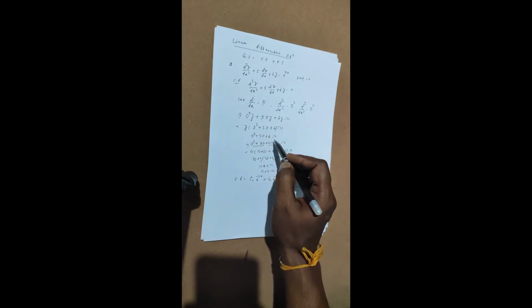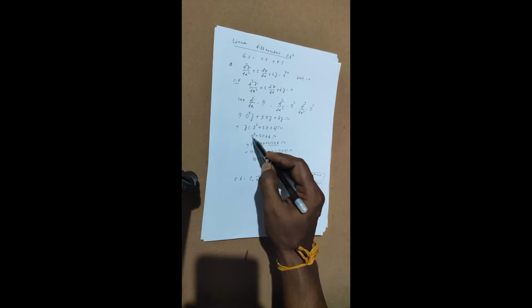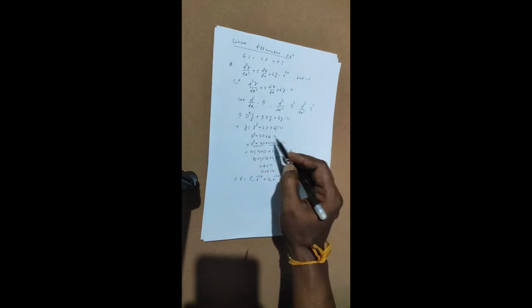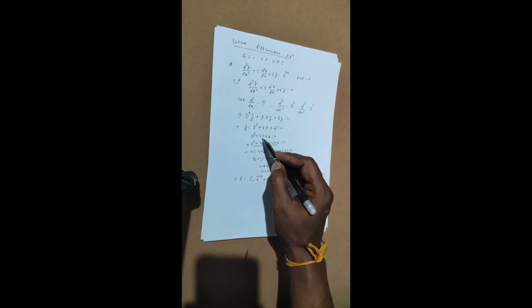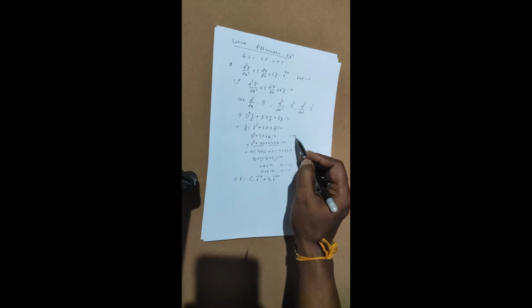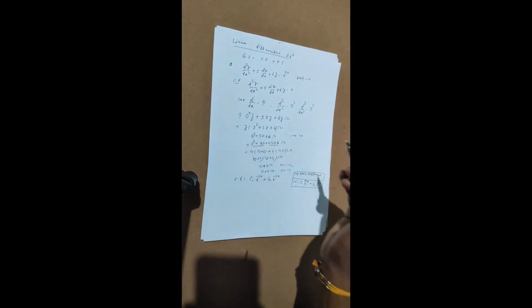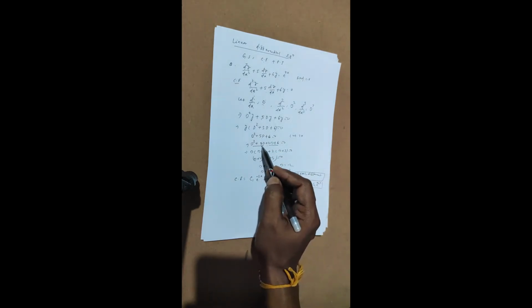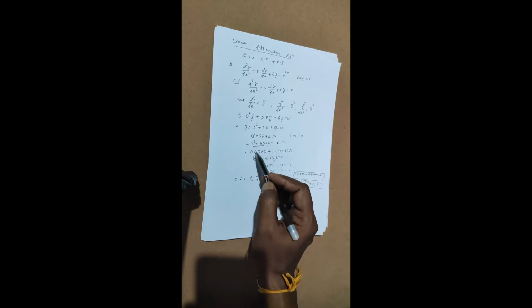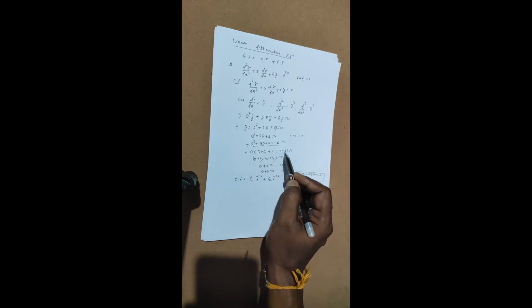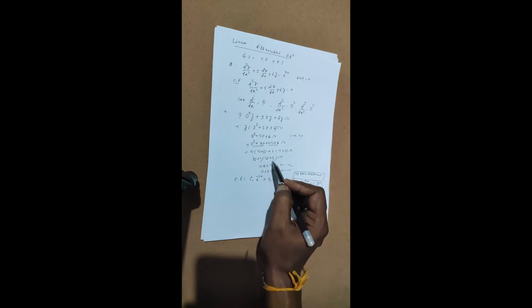Now using factorization, multiply the first and last terms, which gives 6D square. We need two terms whose sum is 5D and whose product is 6D square, so we can write 2D and 3D. 2 plus 3 is 5D, and 2 times 3 is 6 D square. So we can write D square plus 2D plus 3D plus 6. D plus 3 is common, giving D into (D plus 3) plus 2 into (D plus 3). So we get (D plus 2) and (D plus 3) equal to 0.